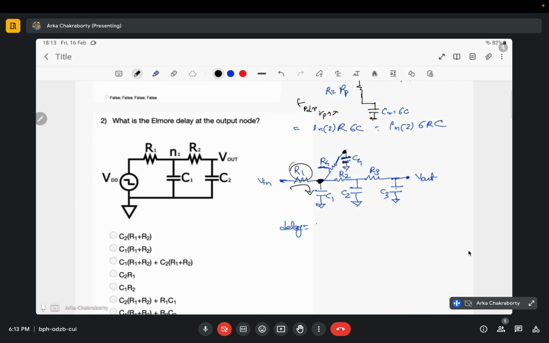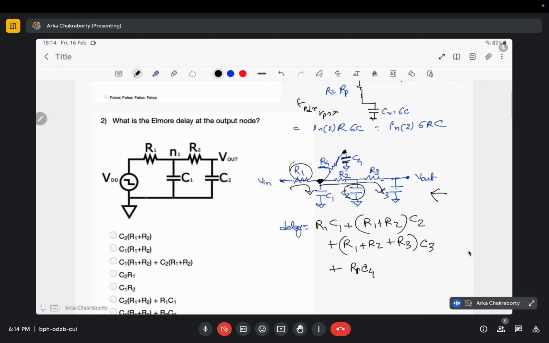R1 C1, because the input V has to charge this C1, then it has to charge this C2 through R1 and R2. So (R1 plus R2) into C2, plus this C3 will also come into the picture. So (R1 plus R2 plus R3) into C3, that is, it is charging this C3 through R1, R2 and R3 along this path. And as R4 would not come into the picture, but C4 would, R1 C4. So this will be the delay for this circuit.